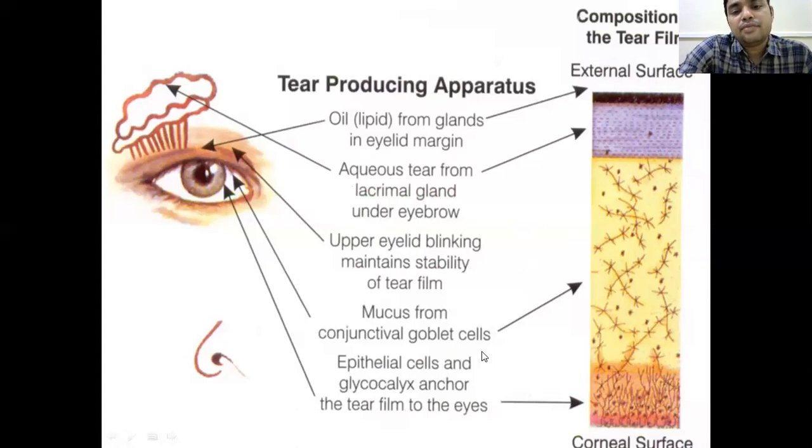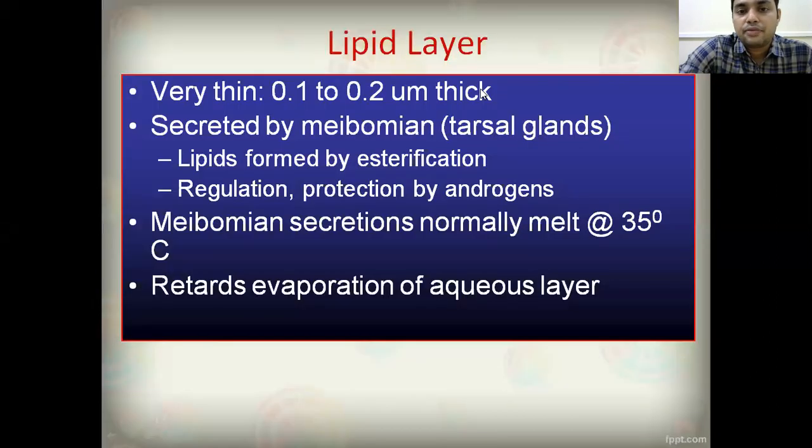So the main function of the mucus layer is maintaining the stability of the tear film. The main function of the aqueous layer is the anti-infective property. It forms the main bulk of the tear film. And the lipid layer's main property is to prevent the evaporation of the tear film. So this is about the tear film. So with this I will stop today's session. If you have any doubts, you can ask me on this topic.